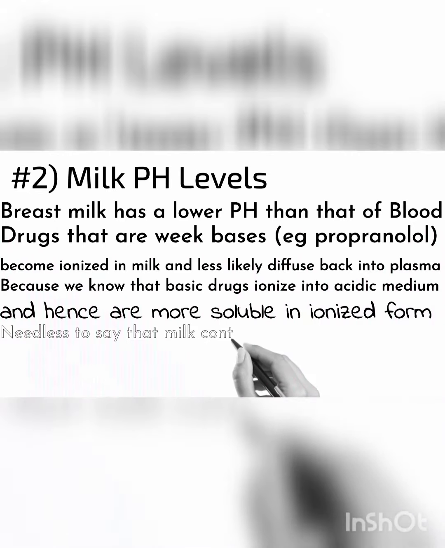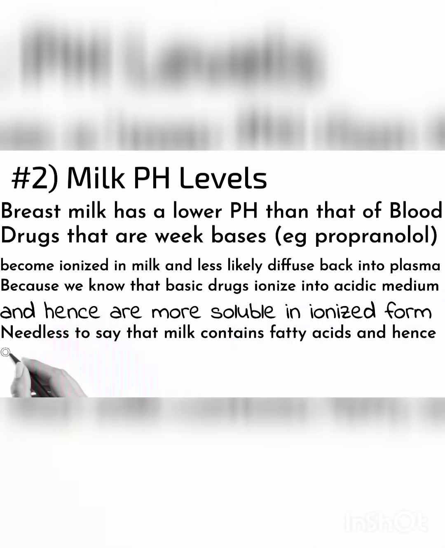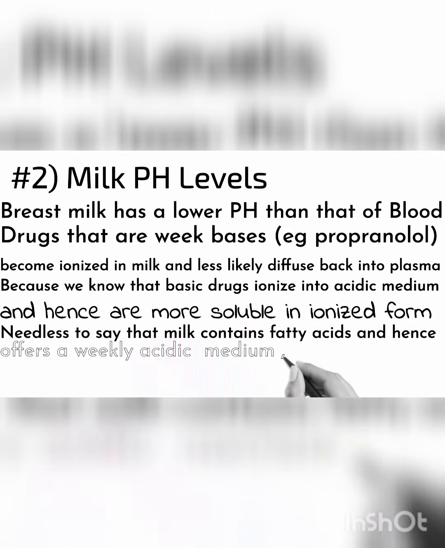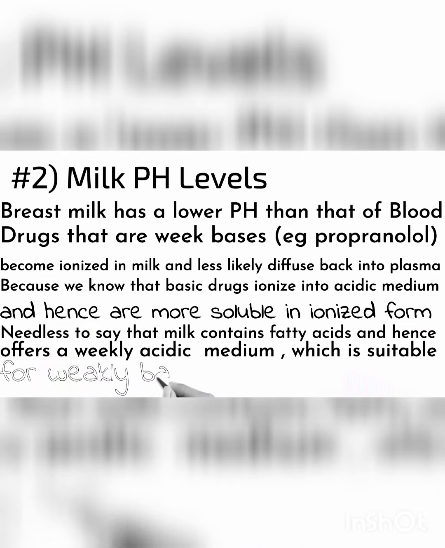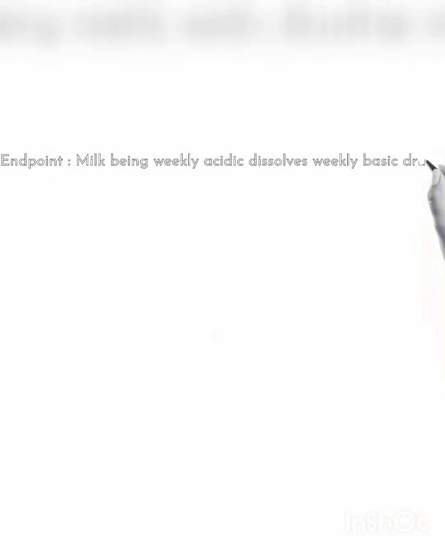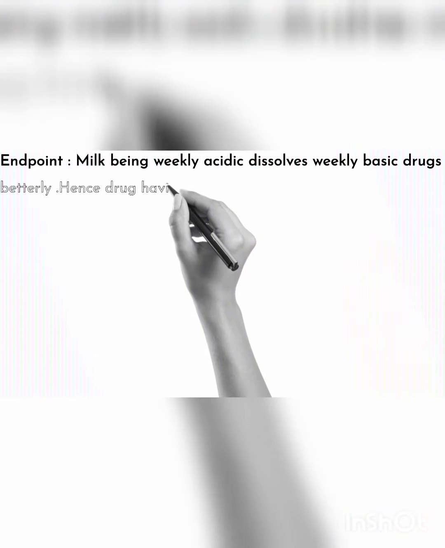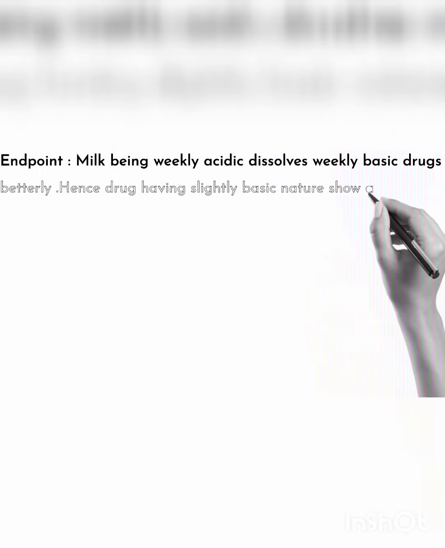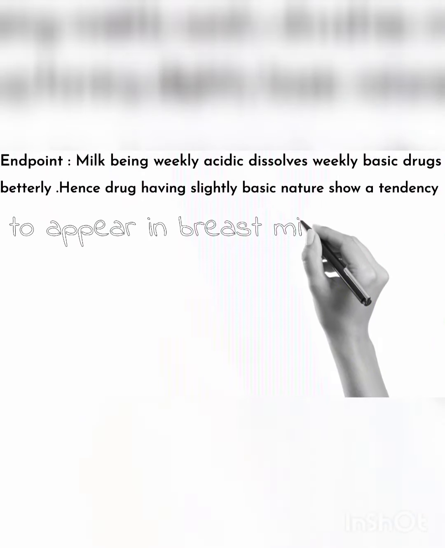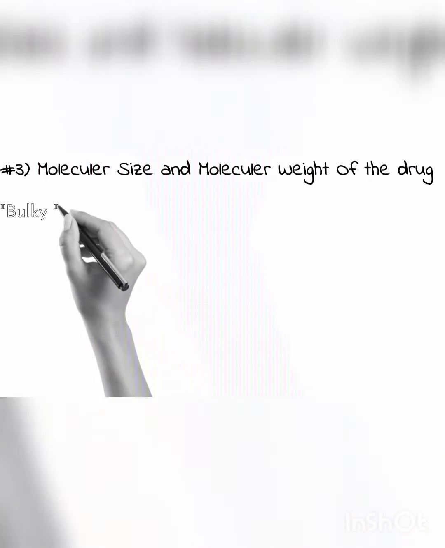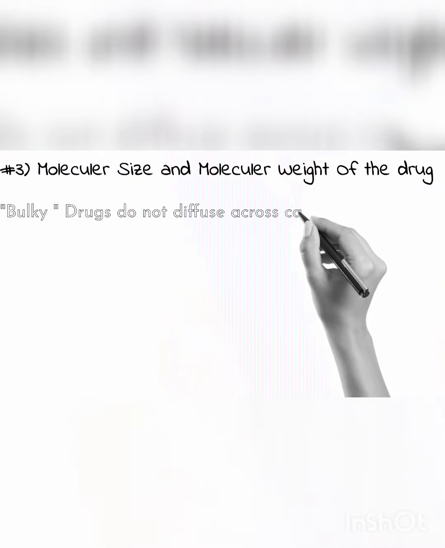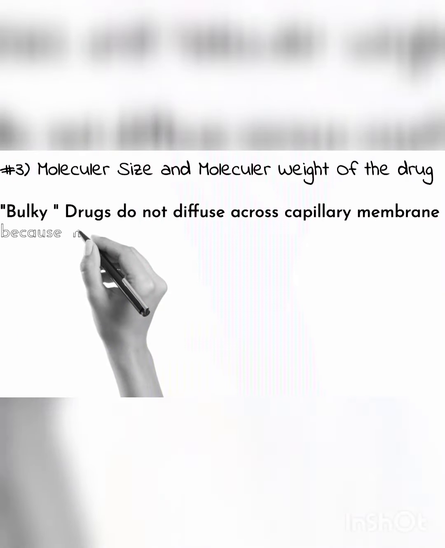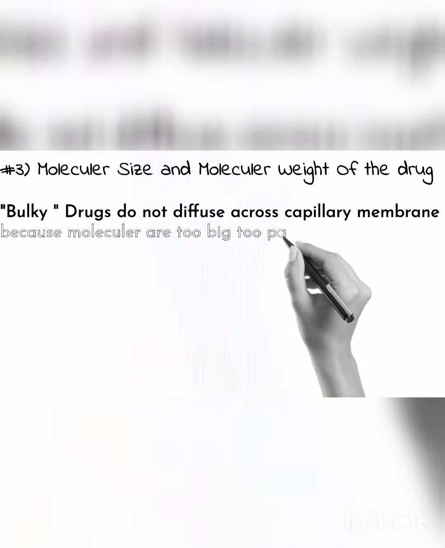They diffuse back into plasma, because we know that basic drugs ionize in acidic medium and hence are more soluble in ionized form. Simply put, milk is a weakly acidic medium which is suitable for weakly basic drugs. The endpoint is that milk, being weakly acidic, dissolves weakly basic drugs better, hence drugs having slightly basic nature show a tendency to appear in breast milk, and hence can affect the infant if there is a significant quantity in breast milk. Now, molecular size and molecular weight of the drug also affect breastfeeding.